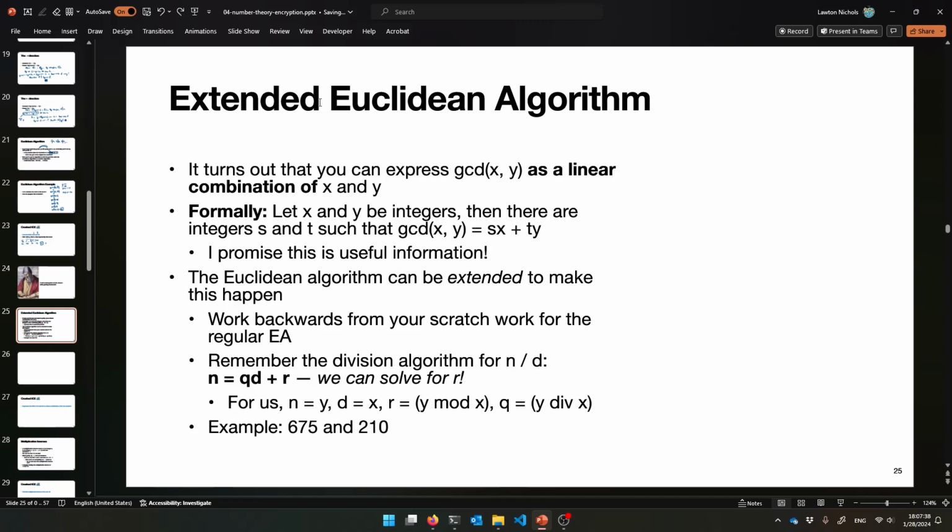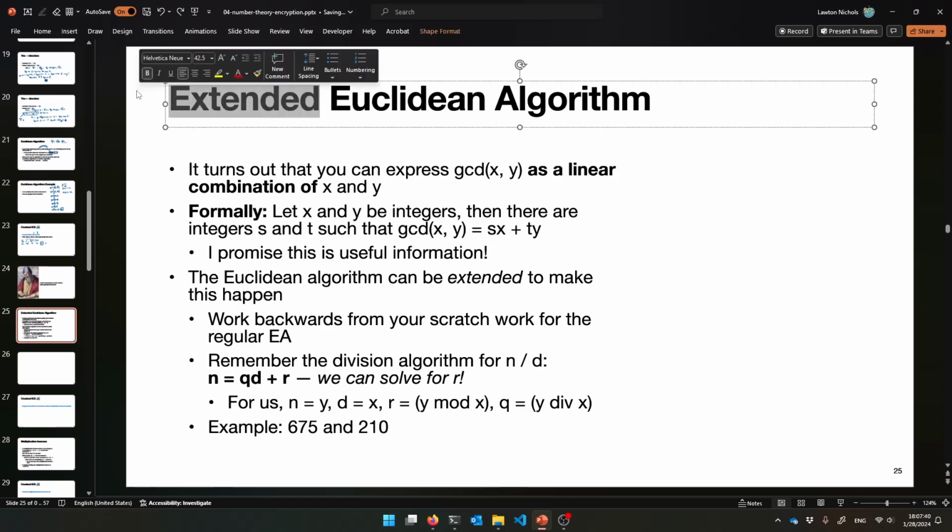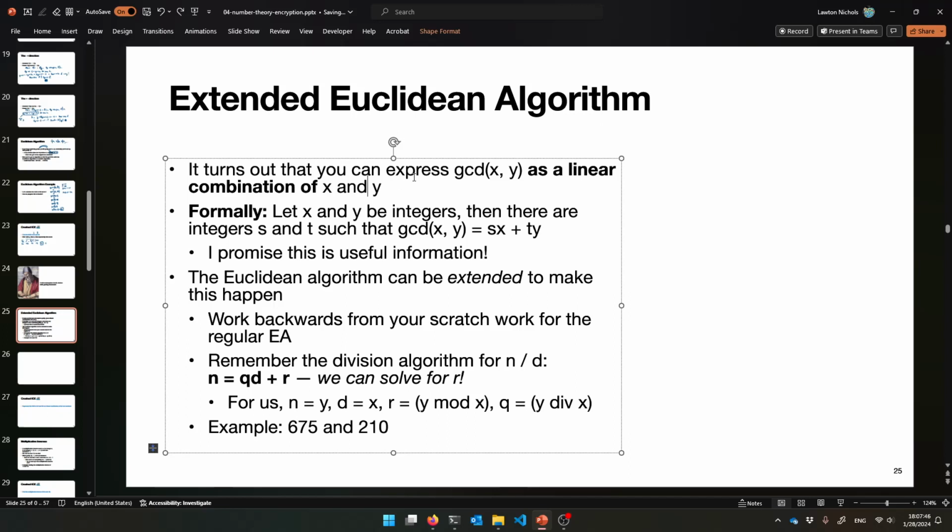And you can do cooler things with it if you extend it, we say. Okay, so let's talk about that. It turns out that you can express the GCD of two numbers, weirdly enough, as a linear combination of x and y. Why you would care, this will be important later, I promise. It's important to care, but this leads to an algorithm. Okay, so let me show that to you.